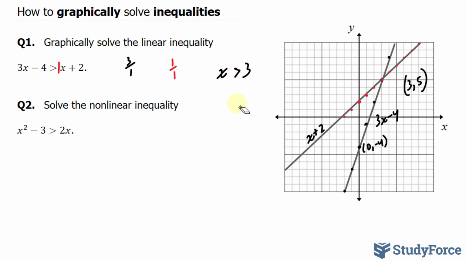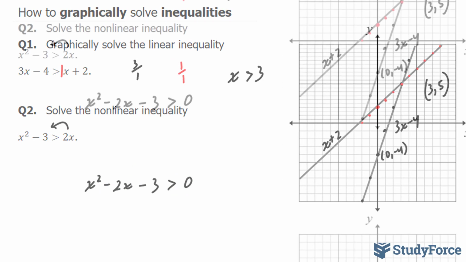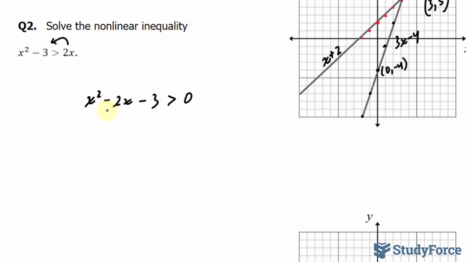In question 2, we're asked to solve the nonlinear inequality x squared minus 3 must be greater than 2x. To solve this inequality, we'll first need to rearrange the terms, where I'll bring this 2x over and I end up with x squared minus 2x minus 3, and that needs to be greater than 0. And I'll graph x squared minus 2x minus 3 by first finding the critical points. In other words, I'll factor the left side and find out what my x-intercepts are.